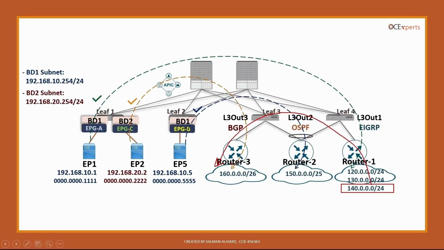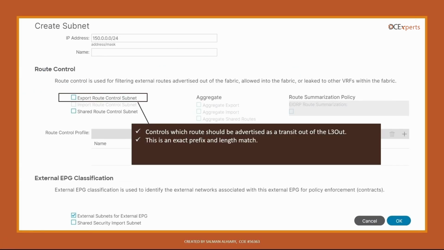So ACI is not the source and it's not the destination of the traffic, right? It transits the traffic. So 140.0.0.0/24 should be configured in L3 out 3 as a transit route so that it can be sent to router 3. This is an exact prefix and length match, so it's not LPM, it's not longest prefix match.